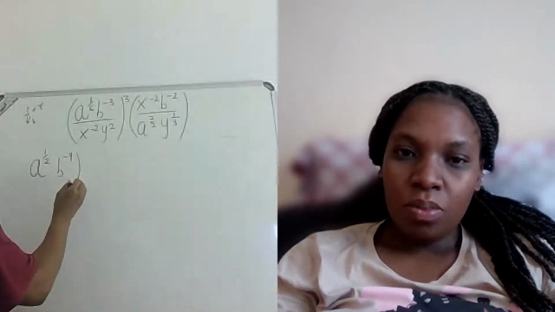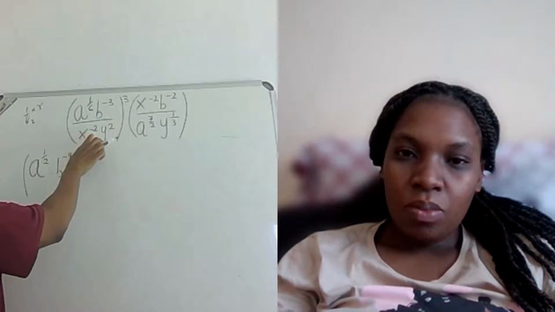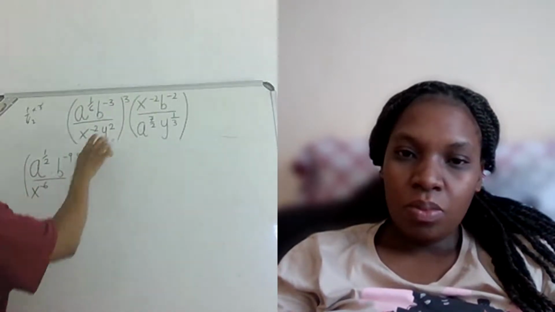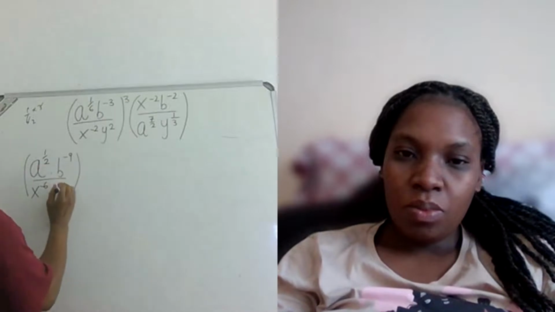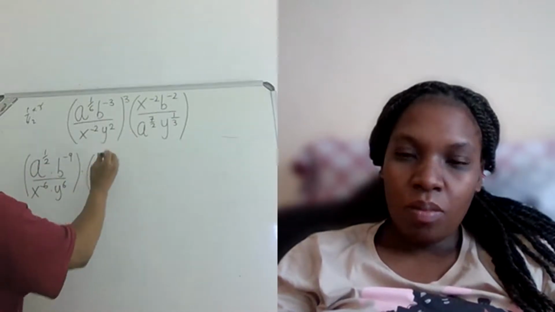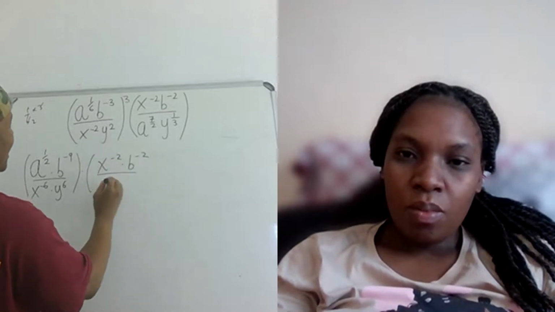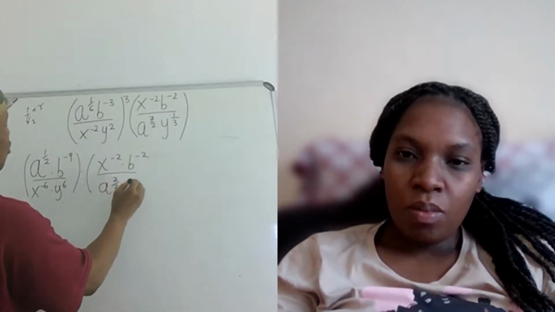So we're done with this group. Now we go to the bottom. X negative 2 times 3 is going to be x power negative 6. Y squared times 2 is going to be y power 6. Now we come to the second group: x negative 2, b negative 2, and then over a 7 over 2, y 1 over 3.